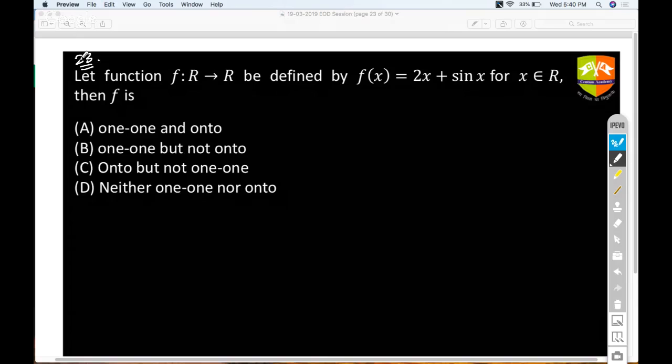Okay, Purvik wants to change his answer to A. What about others?